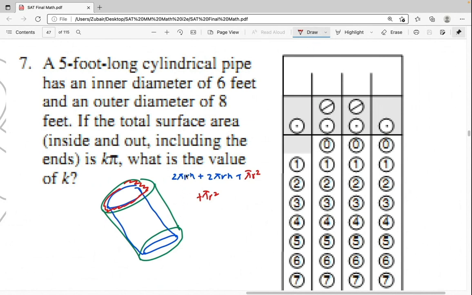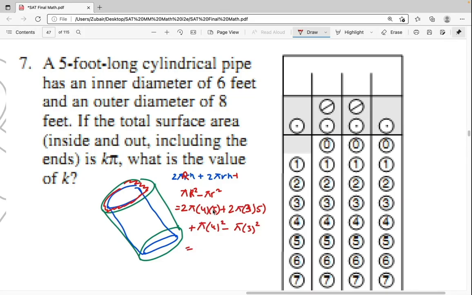So the first one, if I'm talking about our outer, let me write capital R for that. And sorry, this would be pi R square minus pi r square to get the inner cross section. So the outer curved surface area is 2 pi and the radius for larger is 4 and height is 5. Inner is 2 pi, radius is 3 and height is 5, plus pi R square minus pi r squared.